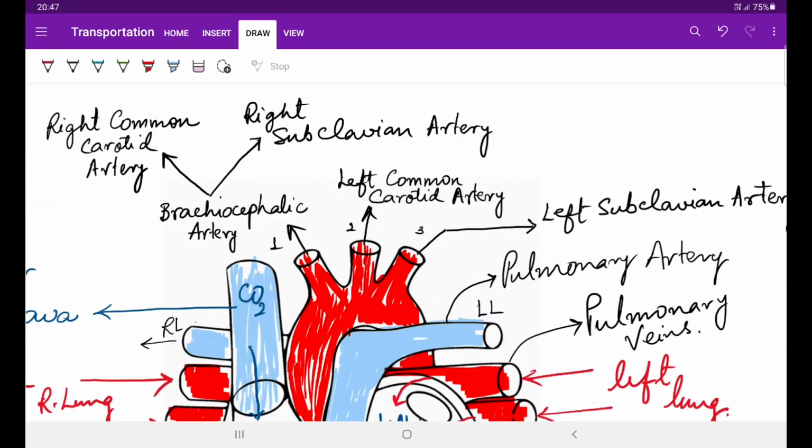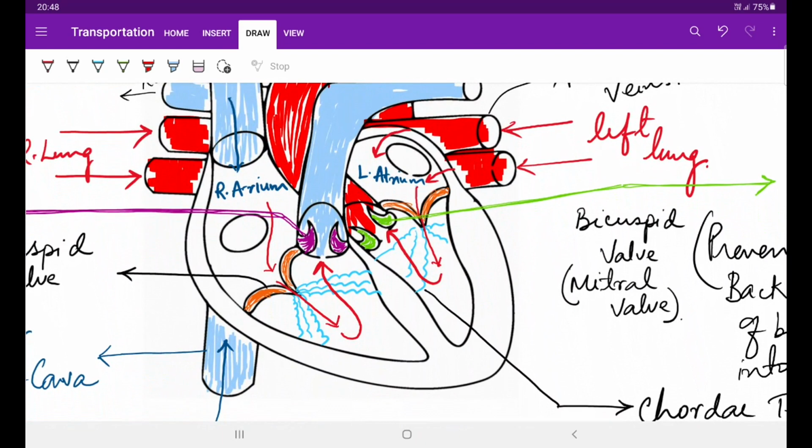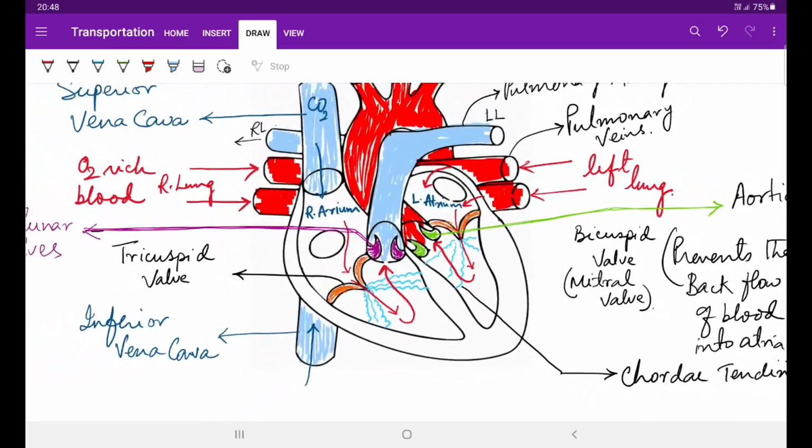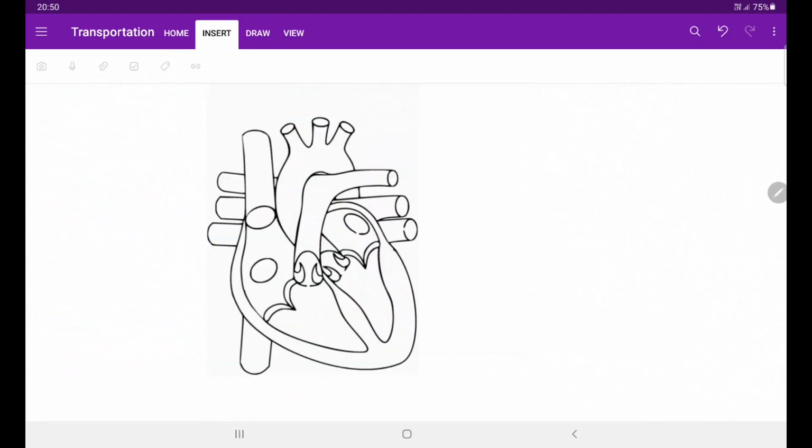Apart from these three branches of the aorta, the aortic arch descends down and supplies the oxygen rich blood to different parts of the human body, even to the heart. And when it supplies the blood even to the heart muscles, that artery which supplies the blood to the heart muscles is called the coronary arteries. Now, let us briefly discuss the walls of the human heart.